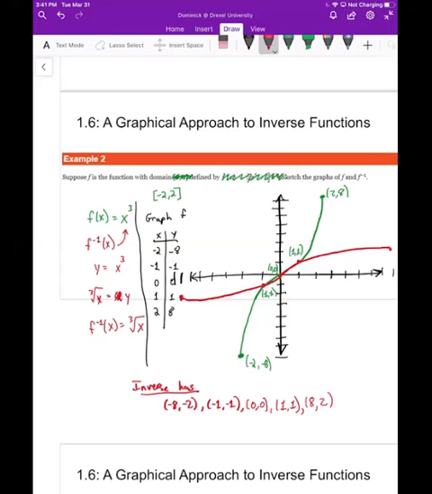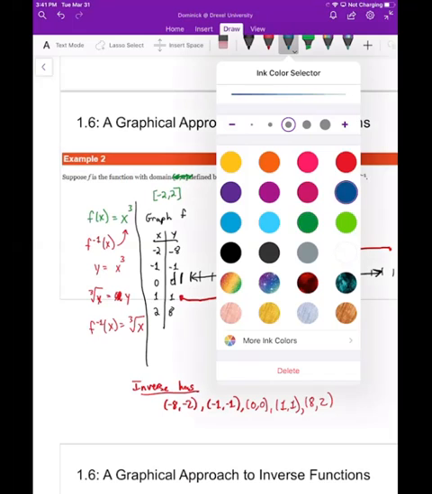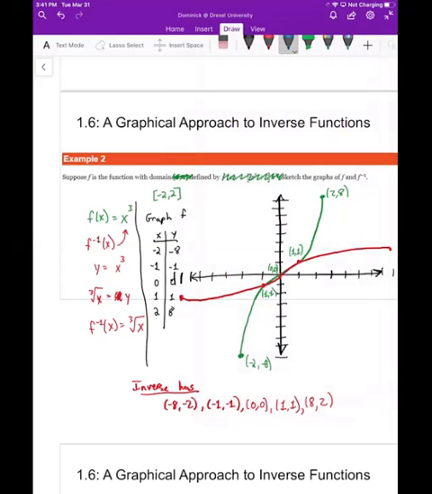All right, so we get something that looks sort of like that. And of course, if you were to draw that line, y equals x, you get that symmetry along that dashed line. All right, so that's the idea behind the inverse.